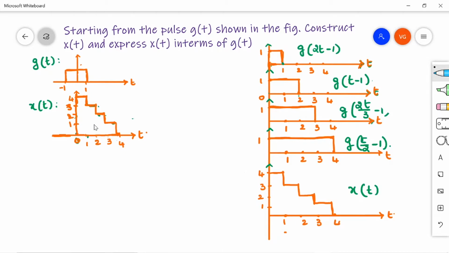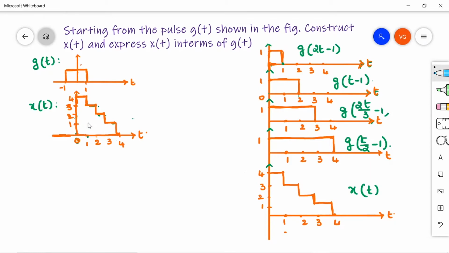Step 1, we have to make sure whether the given signal g of t is present in x of t or not. So clearly, if you see, g of t is a two-sided signal. That is, it is extended on both your left hand side and right hand side. But here the given x of t is only on your right hand side. So g of t is not present in x of t.